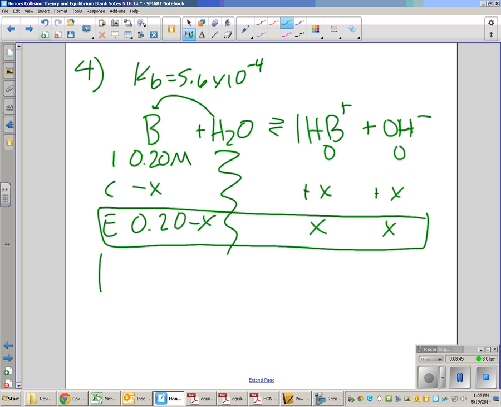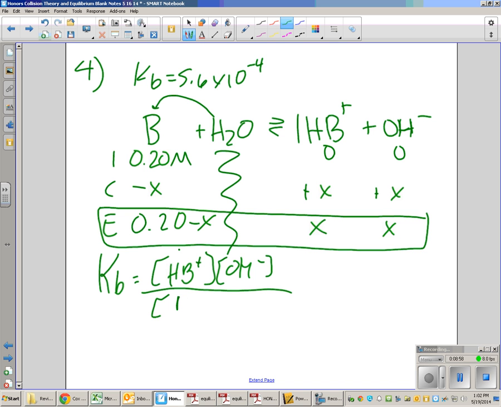Now how do I proceed? Products over reactants. This is a K what though? KB. So KB is equal to HB plus times OH minus over B. Is that it? Yeah, because water is a pure liquid again. I'm going to go ahead and plug in my values. X squared, because that's just X times X. We're cool with simplification real fast here. X times X over 0.2 minus X, and that is equal to our KB number of 5.6 times 10 to the negative 4th.